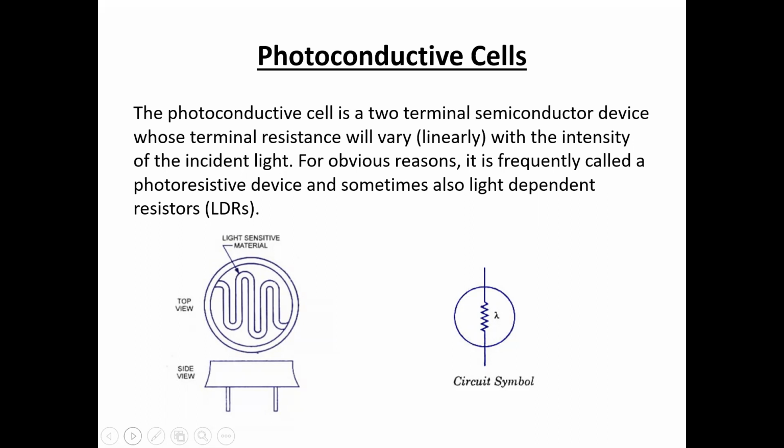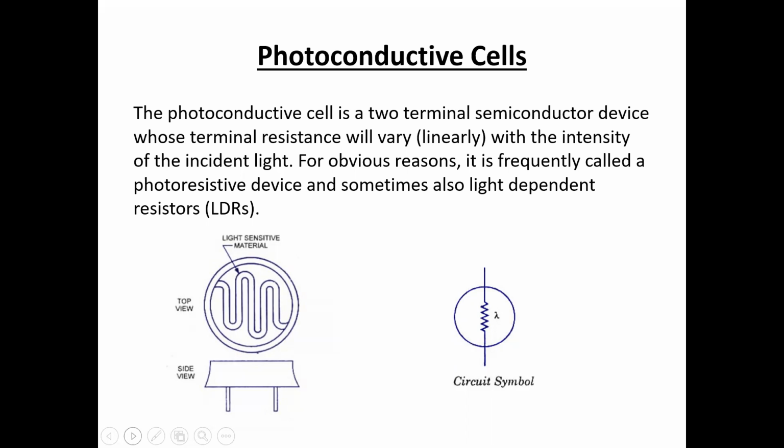Photoconductive cells are what you normally know as LDRs or light dependent resistors, where a light sensitive material is present, and in the presence of incident light or photon energy, the resistance of this particular device changes. Normally the light sensitive material used is a semiconductor material, and most of the semiconductor materials possess the characteristics of negative resistance.